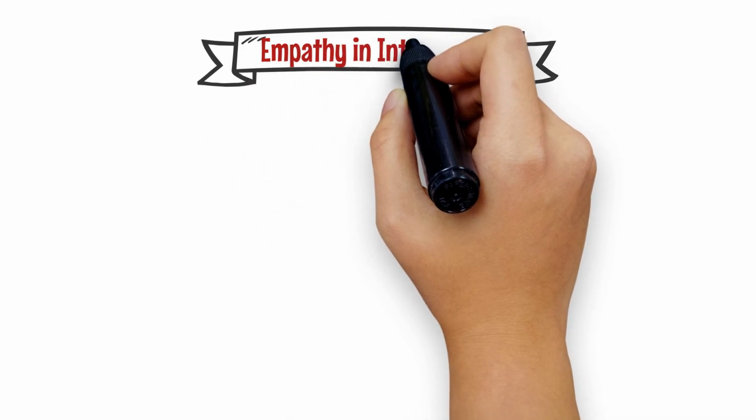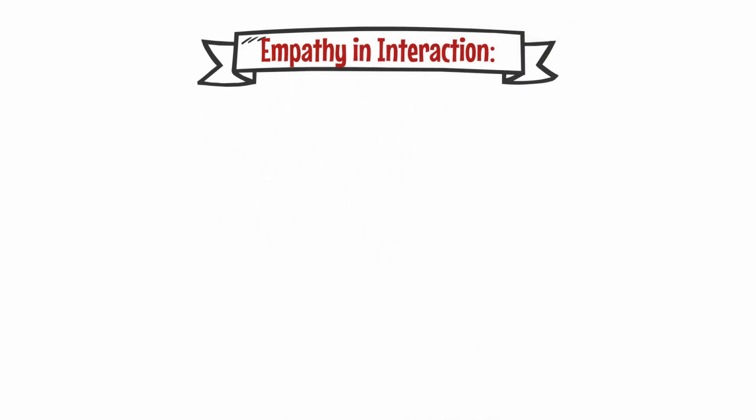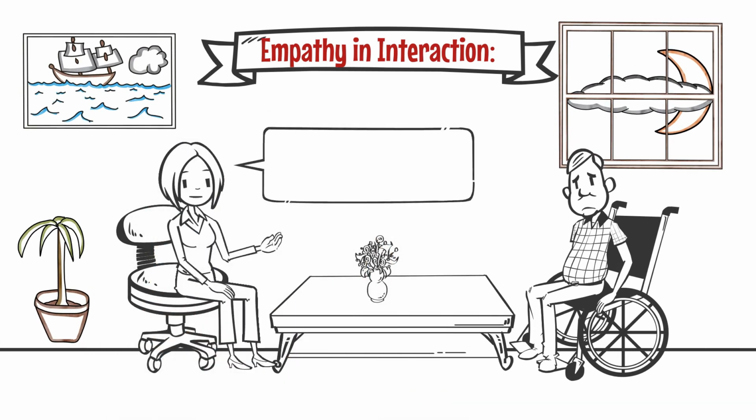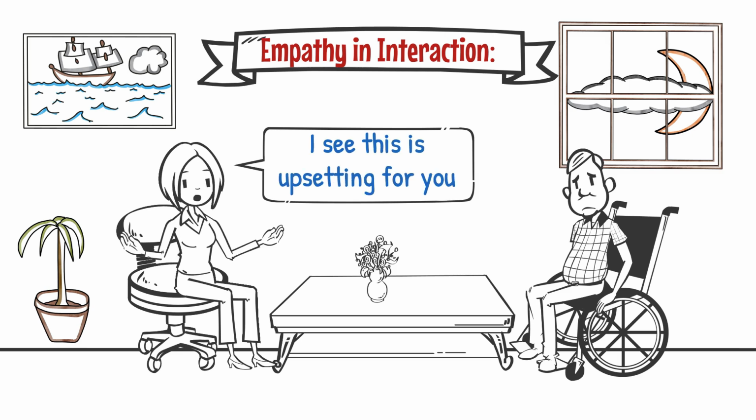Empathy in interaction. Empathetic responses are key. Acknowledge their feelings with statements like, "I see this is upsetting for you," and offer comfort. This approach builds trust and makes it easier to guide them away from ISB behaviors.